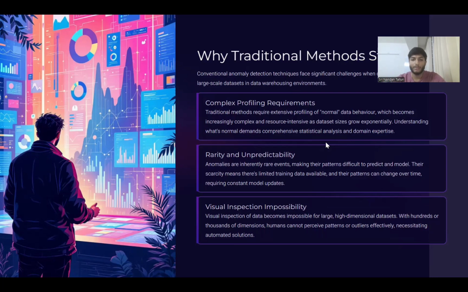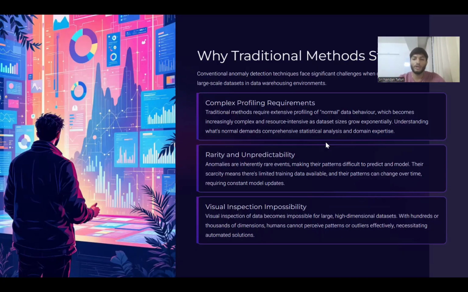Another major challenge is that anomalies are very rare. Since they occur infrequently, there is very little data available to train models. Also, modern datasets can have hundreds or even thousands of features. In such high-dimensional data, distance-based or density-based methods become inefficient and inaccurate. Finally, manual inspection is simply not possible at large scale.